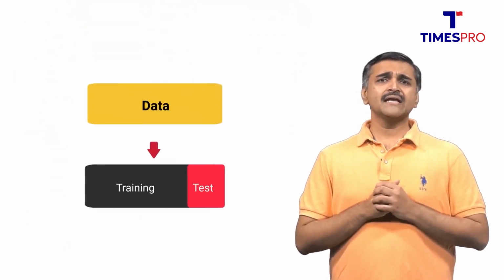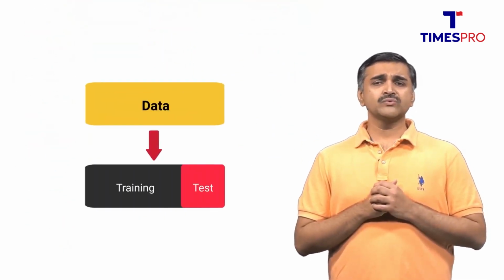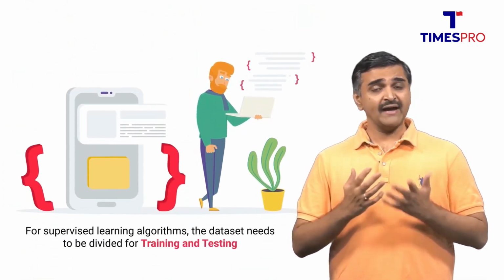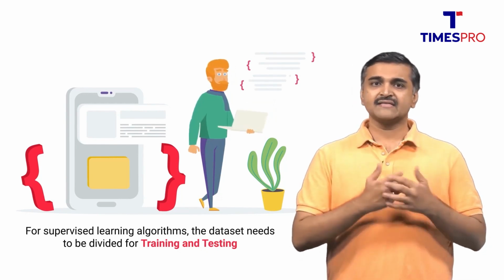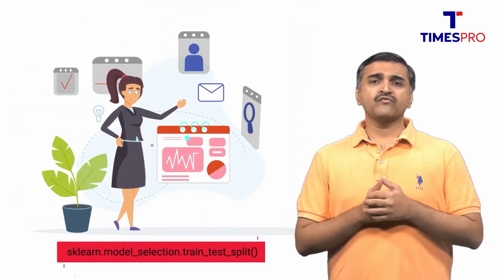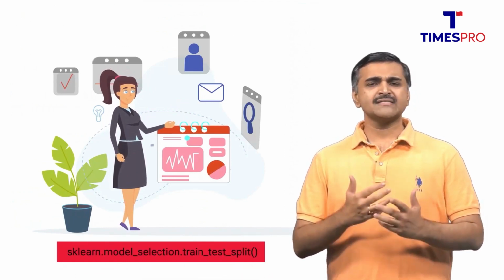Now, let's take a look at how Scikit Learn is used to split the data. For supervised learning algorithms, the data set needs to be divided into training and test sets. Below is the method of Scikit Learn, which is used for splitting the data into test and train sets.